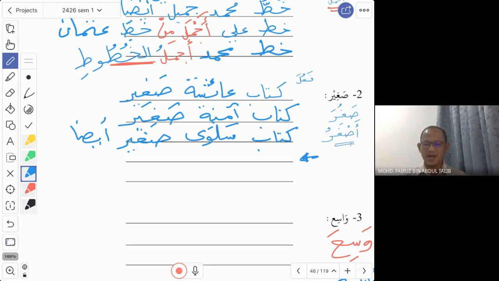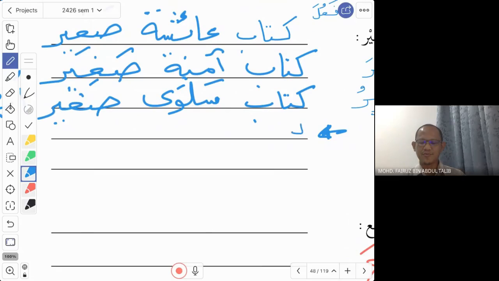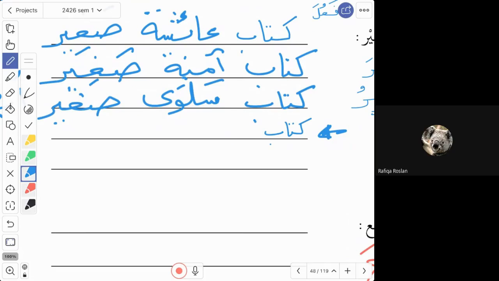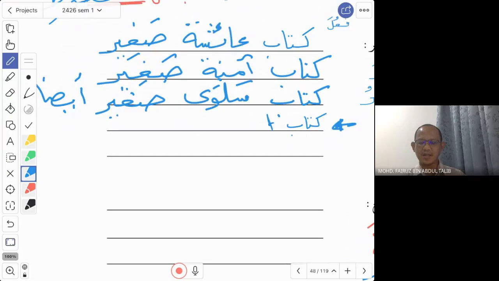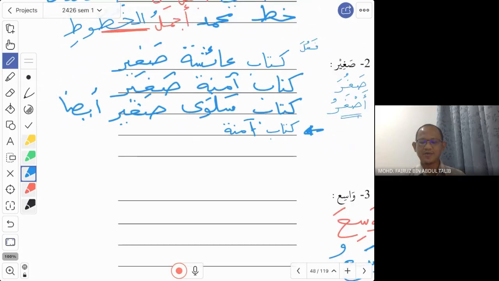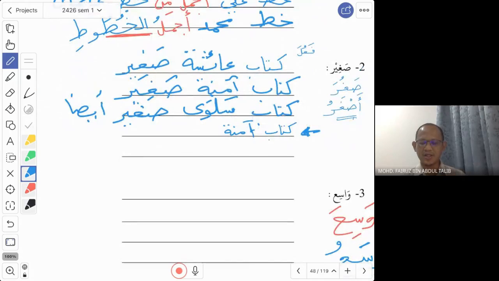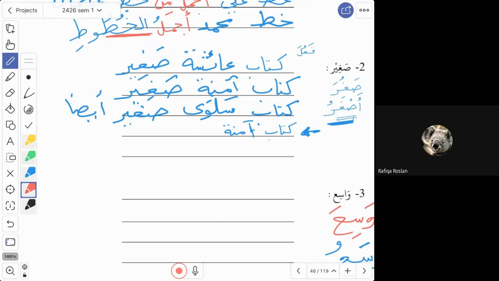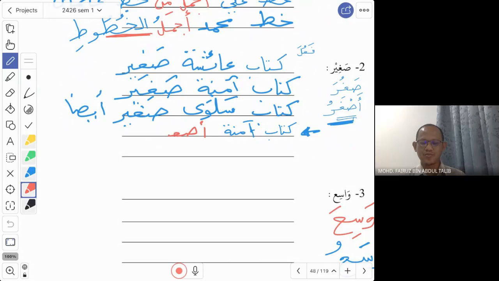So this is our isim tafdil. So you compare between Aisha's and Amina's kitab. Amina's kitab. So we say kitabu Amina. How do you say smaller just now? This word. Asgharu. Kitabu Amina asgharu min Aisyah.